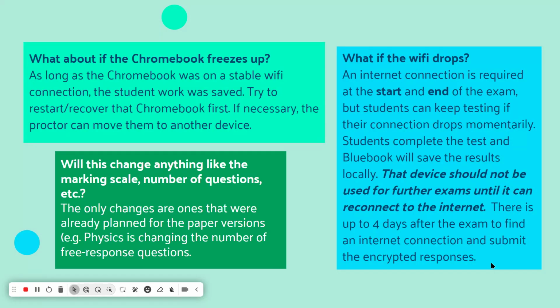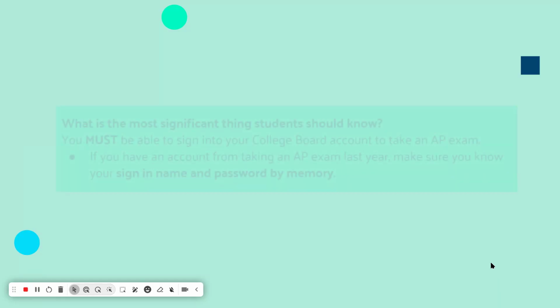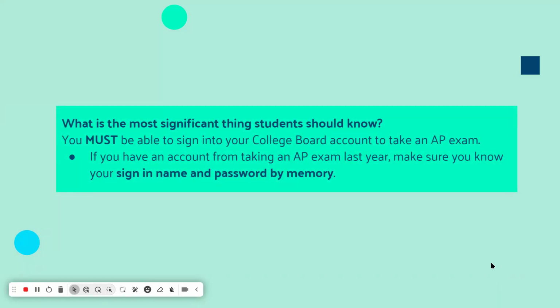Does it change anything like how the tests will be marked or number of questions or something? No. The Blue Book digital testing doesn't change that. There are a few tests, for example physics, that said they were switching to having a different number of free response questions. That's still happening, but that's nothing to do with Blue Book. So the tests are still out of 5. The number of questions are going to be the same as they were planning all along. That stays the same.